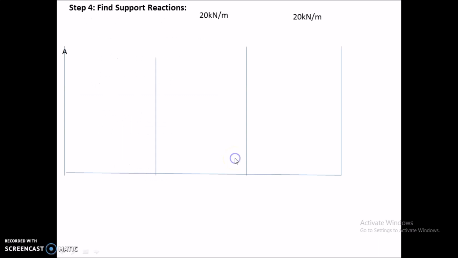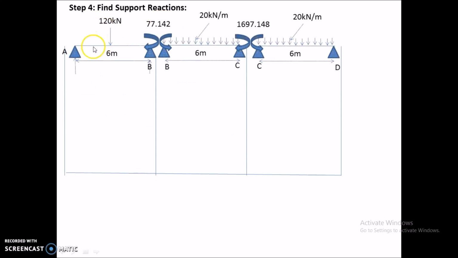So now we have to find support reactions. For finding out support reactions, I have divided the structure like this. We have just now solved these values: MA is equal to 0, MB is equal to minus 77.142, MC is equal to minus 1697.148, and MD is equal to 0. So I have divided this beam into spans AB, BC, and CD. Now by applying equilibrium equations, we will solve the values of RA, RB, RC, and RD.